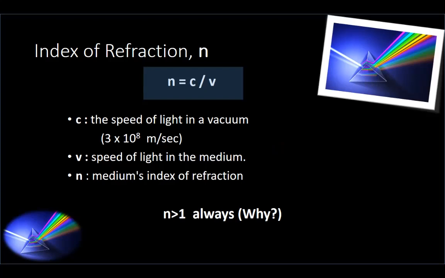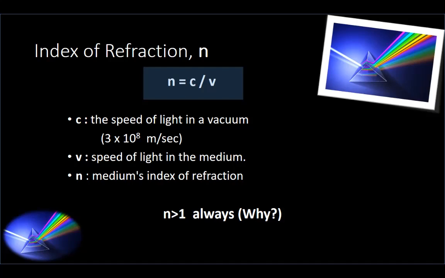If you remember from last unit, the speed of light in a vacuum is approximately 3 times 10 to the 8th meters per second. So take a minute and think about why n is always going to be greater than 1. Pause the video here and think about why that is.